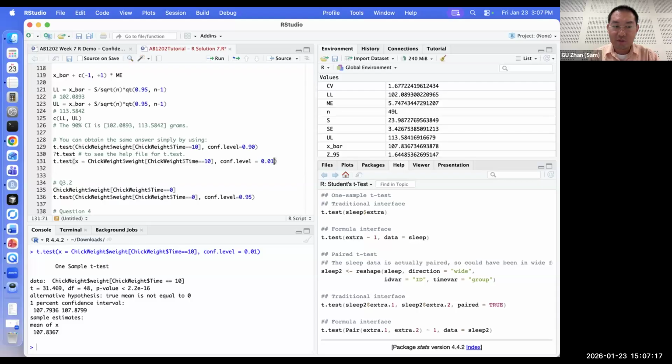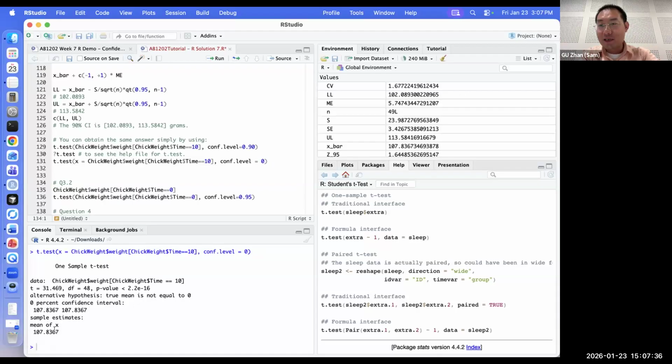Have you ever tried 0.0? I want 0% confidence. What will happen? It gives you a point estimation, which is exactly the mean value. You take note of it. I want 0% confidence, then it gives you a point estimation.